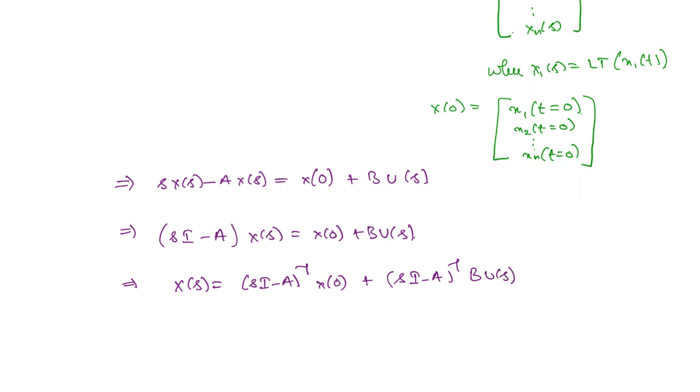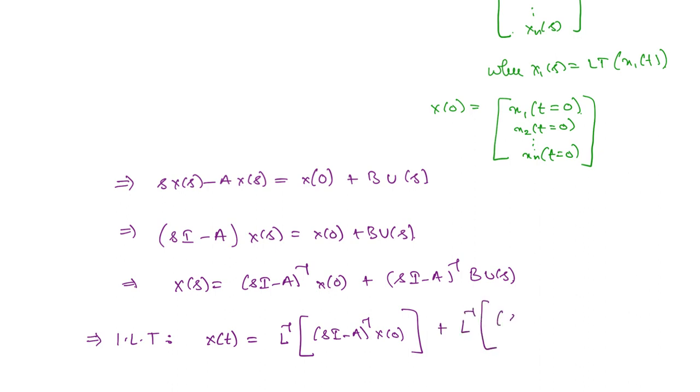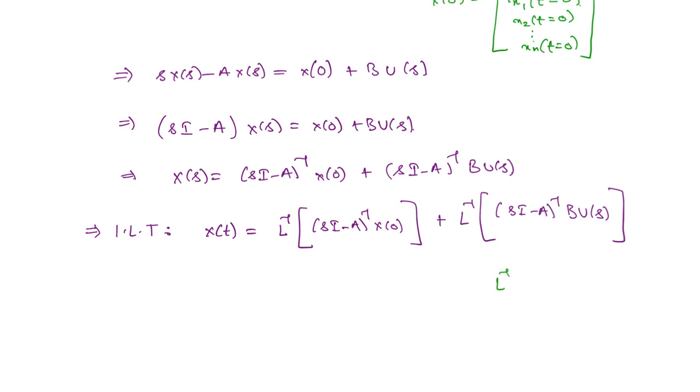Now we can apply the inverse Laplace transform. Then what are you going to get? The state vector x of t is equal to L inverse, that is the inverse Laplace transform, of (sI minus A) inverse into x of 0, plus the inverse Laplace transform of (sI minus A) inverse B into U of s. We could write this way because the inverse Laplace transform of two functions F1 plus F2 is nothing but the sum of the inverse Laplace transforms of the individual functions.